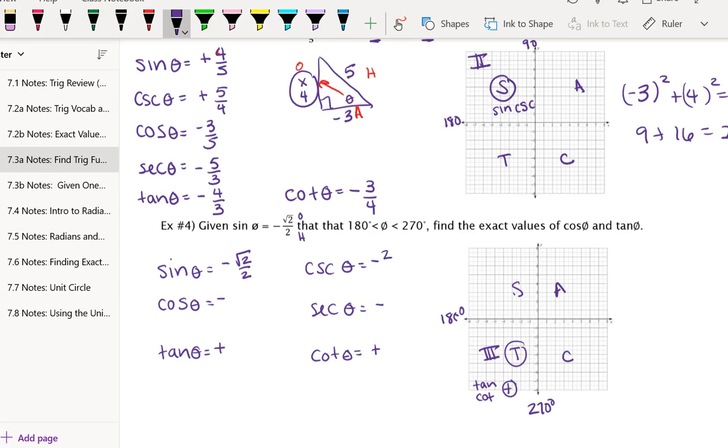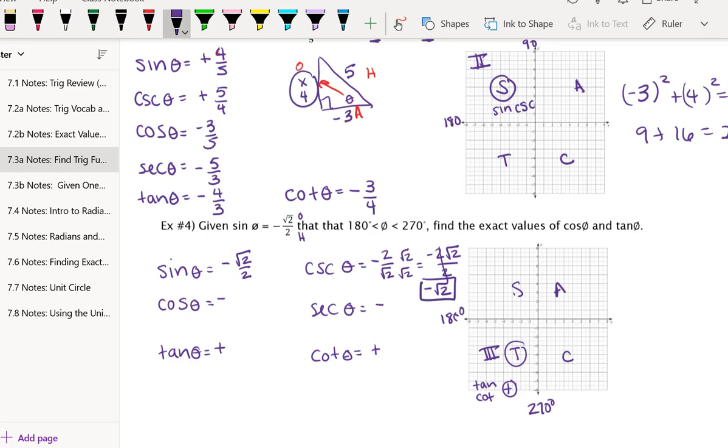We're given that sine is negative root 2 over 2. Reciprocate it. So that's 2 over root 2. Don't worry about signs. We already did the signs. Remember, I can't have a radical. So then this is negative 2 root 2 over 2. Now that actually reduces. So we get negative square root of 2. Okay, so that is my cosecant.